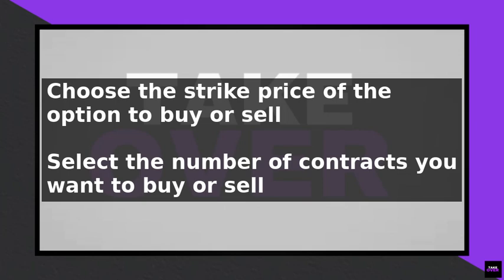Once you have entered all of the necessary information, tap the review button to review your order. Make sure all of the details are correct, including the stock symbol, expiration date, strike price, and number of contracts. If everything is correct, tap the confirm button to place your order.